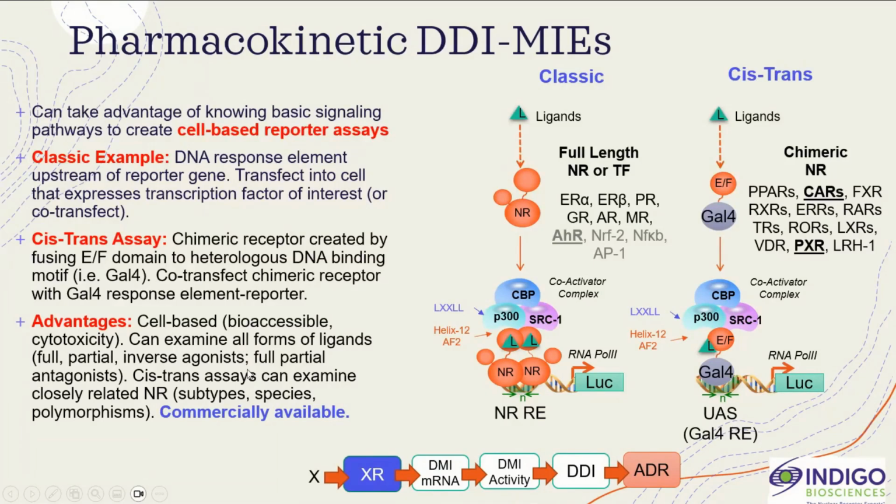So these are very simple assays. They can be very specific. All of them are robust. You can look at agonist, antagonist, inverse agonist, all within this context. The chemical has to cross membranes in order to interact, so it's more physiologically relevant. And of course, they all are commercially available as kits and services at Indigo.